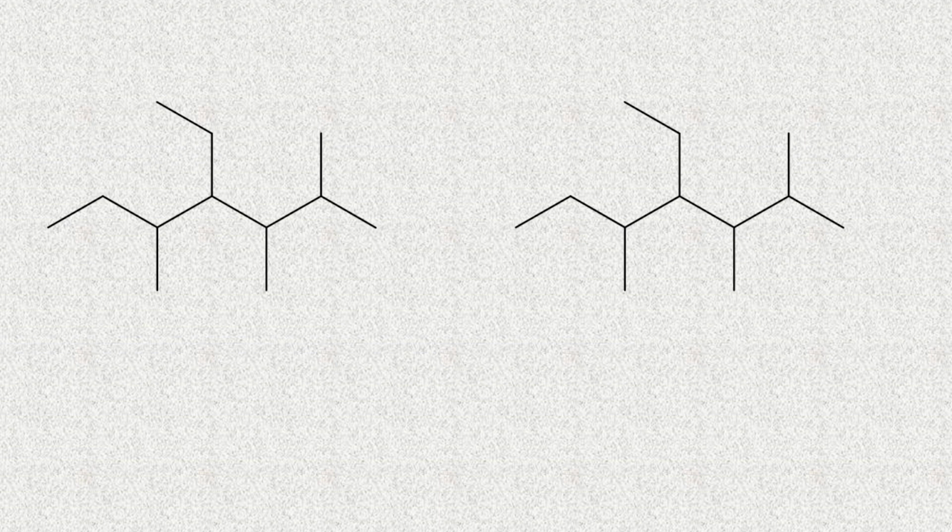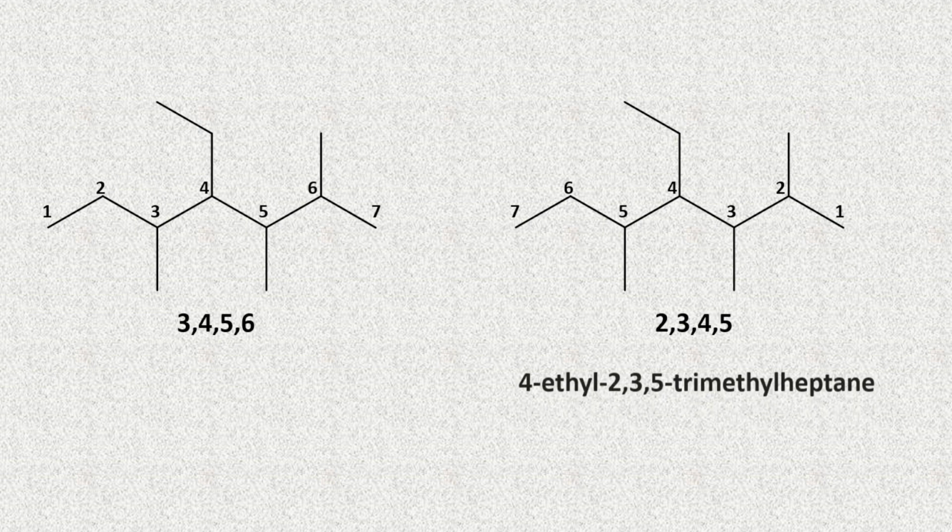In this organic compound, there are 7 carbons in the parent chain. If the numbering is carried out from the left end, the 4 substituents will get position numbers 3, 4, 5 and 6. And if the numbering is carried out from the right end, the 4 substituents will get position numbers 2, 3, 4 and 5. So the numbering from the right end is correct based on the rule of first point of difference. Hence, its IUPAC nomenclature is 4-ethyl 2,3,5-trimethyl heptane.